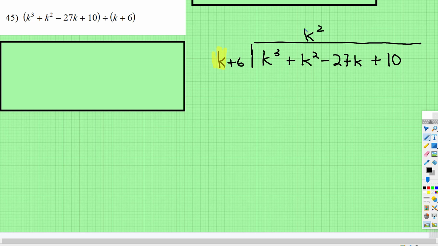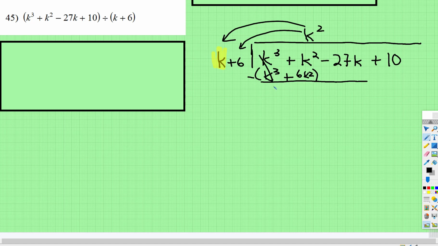And then, just like regular long division, you're going to multiply both of those terms, not just the k, and then you're going to subtract. So k squared times k is k cubed. K squared times 6 is 6k squared. And now we subtract that entire phrase. K cubed subtract k cubed cancels. Here's a tip. The first thing's always going to cancel or you've done it incorrectly. And then 1k squared subtract 6k squared is negative 5k squared.